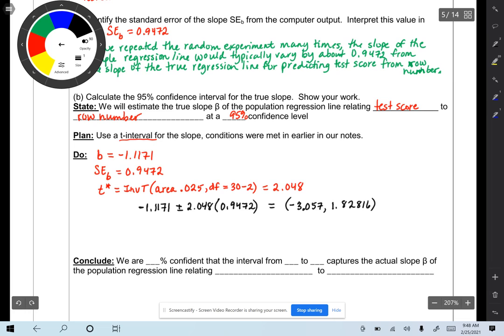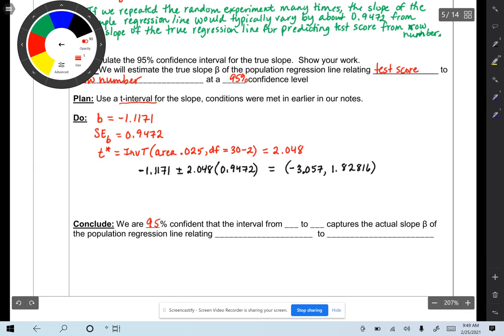1.82816. So we are 95% confident that the interval from, and I'm just going to approximate here because I don't have enough room, negative 3 to 1.8 captures the actual slope beta of the population regression line relating test score to row number.